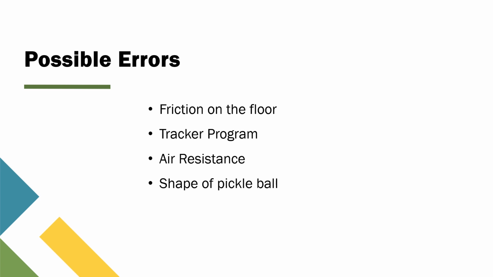And now we can look at possible errors. I kind of just went over this, but for the experiment, a lot of errors could have been the friction on the floor, or the Tracker program itself may not have measured the ball very accurately. And we have air resistance and then the shape of the pickleball, so it has the divots and such. That can definitely lead to some possible errors.